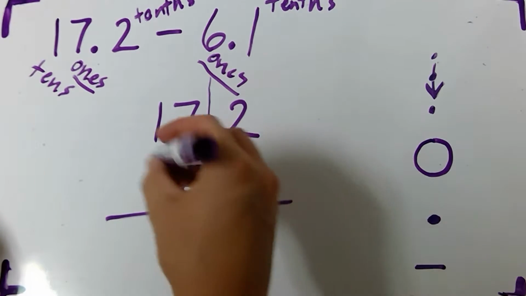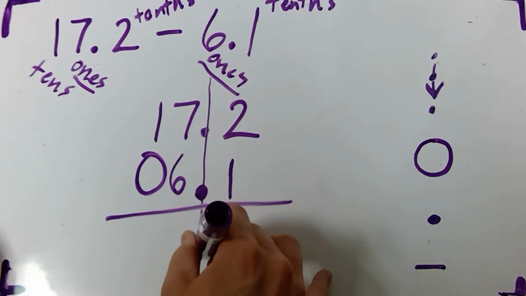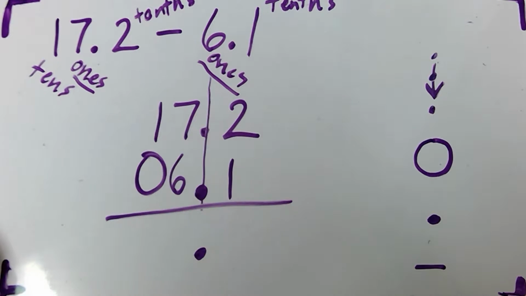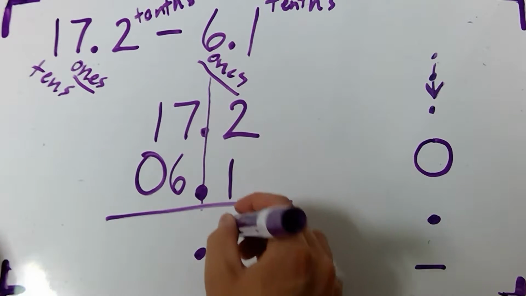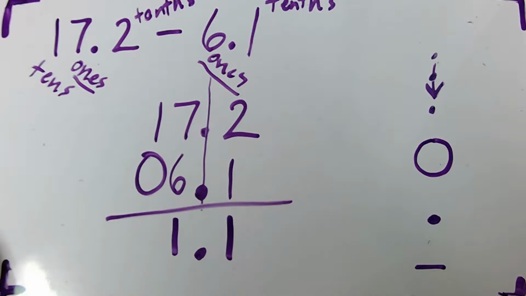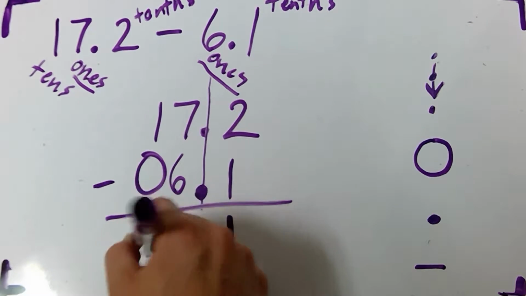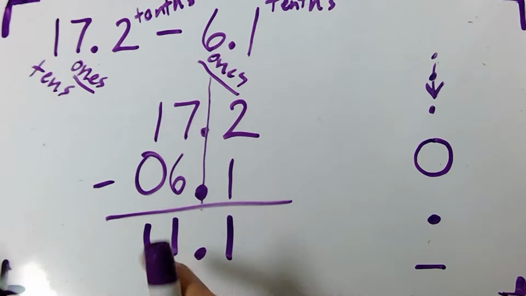Now we're going to fill in any gaps with a 0. I'm going to bring my decimal down into my answer, that way I don't forget it or lose it. And now I'm going to subtract. 2 subtract 1 is 1. 7 subtract 6 is 1. Oh, I forgot the subtraction sign. 1 subtract 0 is 1. So my answer is 11 and 1/10.